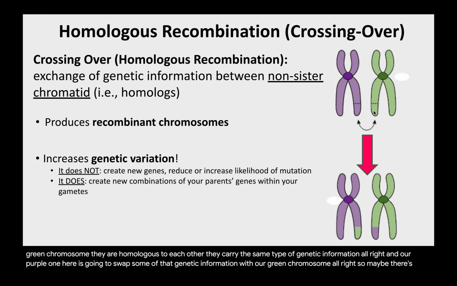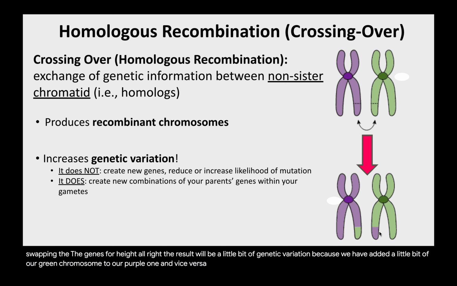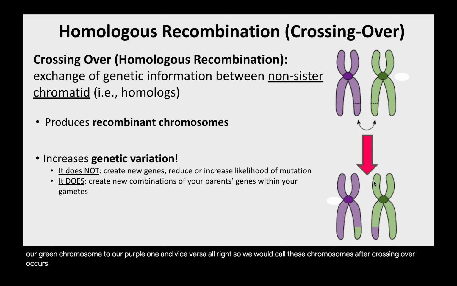So maybe they're swapping the genes for eye color, or they're swapping the genes for height. The result will be a little bit of genetic variation because we have added a little bit of our green chromosome to our purple one, and vice versa. So we would call these chromosomes, after crossing over occurs, recombinant chromosomes. So increasing genetic variation. It's creating new combinations of our parents' genes within our gametes.